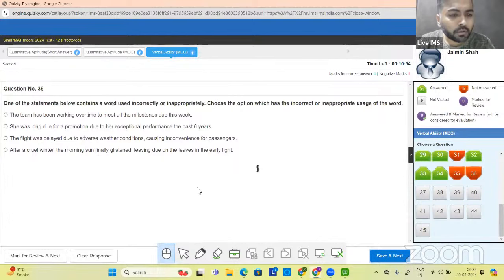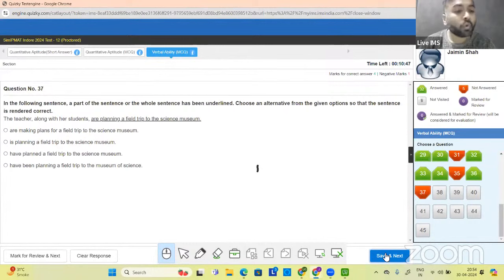After a cruel winter, the morning sun finally existed, leaving due. The teacher, along with her students, are planning a field trip to the science exhibition. Teacher, along with the students, the teacher is planning, not are planning.